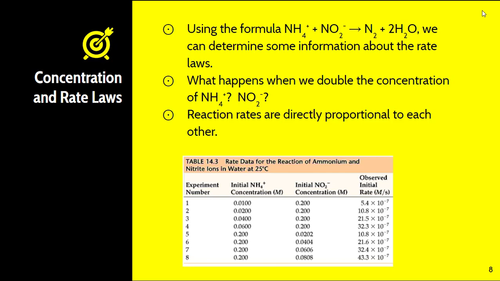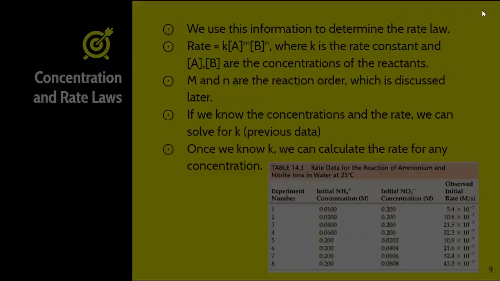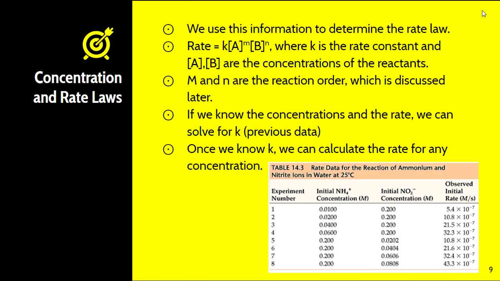Now, this is going to have an impact on what is known as the rate law, which governs how concentration impacts the initial rate of the reaction. Let's take a look at the next slide. So we use this information to determine the rate law, which is given as the rate, which should be the observed initial rate, equals k times the concentration of A to the m power times the concentration of B to the n power, where k is the rate constant and A and B are the concentrations of the reactants.